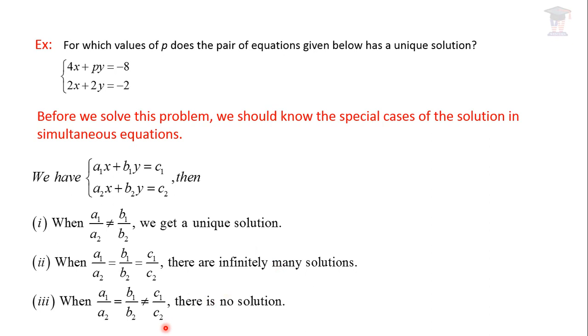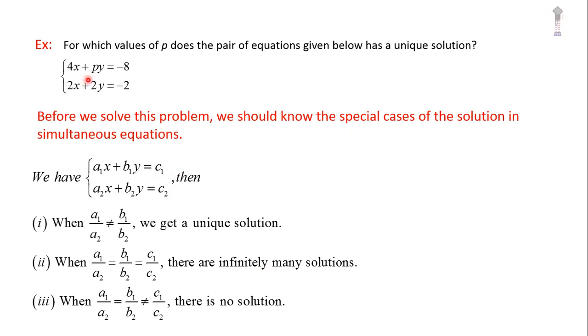And the third one, when a1 over a2 equals b1 over b2, which is not equal to c1 over c2, there is no solution. It means that the two lines are parallel. So these are the 3 special cases of solutions in simultaneous equations, which you have to remember. So now move back to our problem.